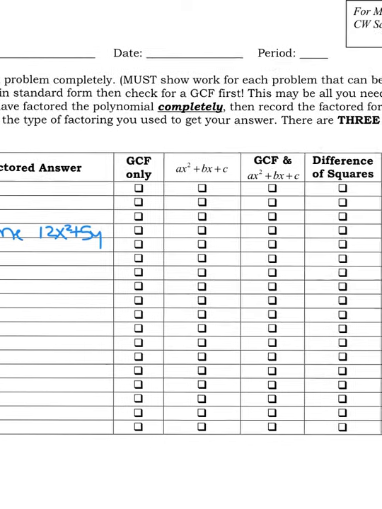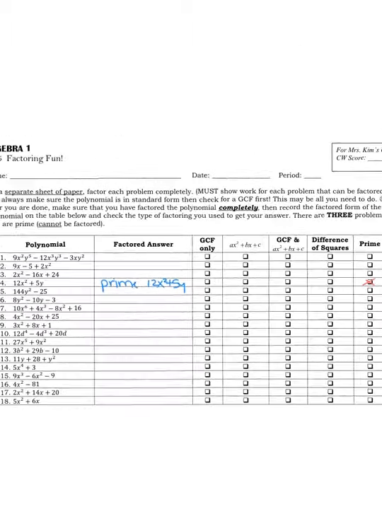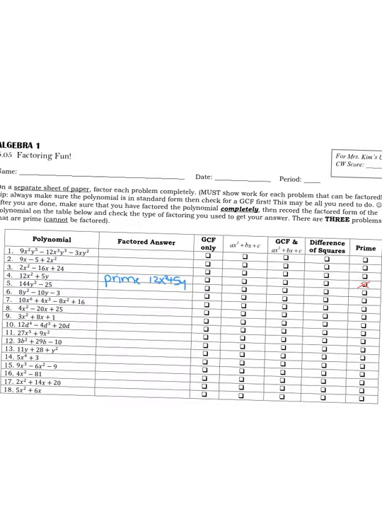Now, when we go over here, I did give us a column for prime, because we didn't do any factoring. So 1, 2, 3, 4. The fourth one down becomes an x. So there's my answer to the fourth problem.